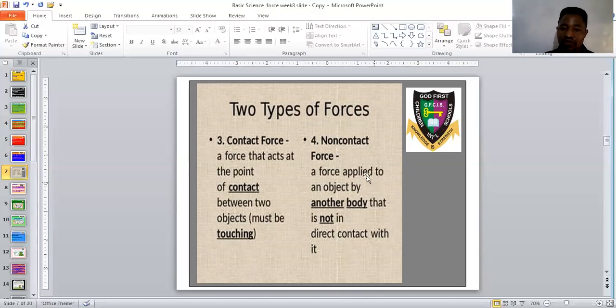Now let's go to non-contact force. Non-contact force: a force applied to an object by another body that is not in direct contact with it. Now, there is something called gravity. It's an example of non-contact force. We can't see the force, but whenever you jump up, what happens? Do you stay afloat in the air? No, you come down. Whatever goes up must come down. It's a law of gravity. It means all that goes up comes down.